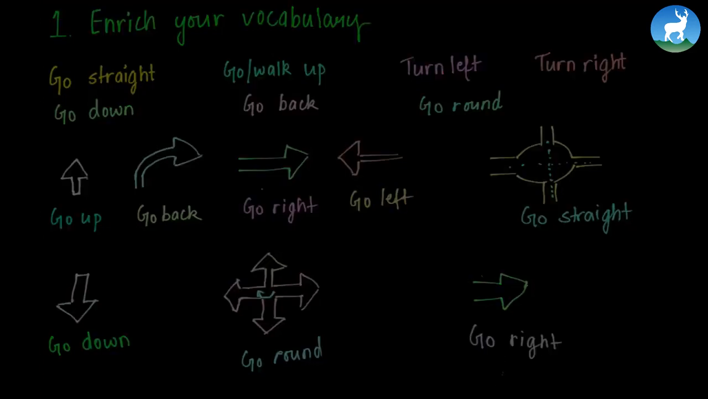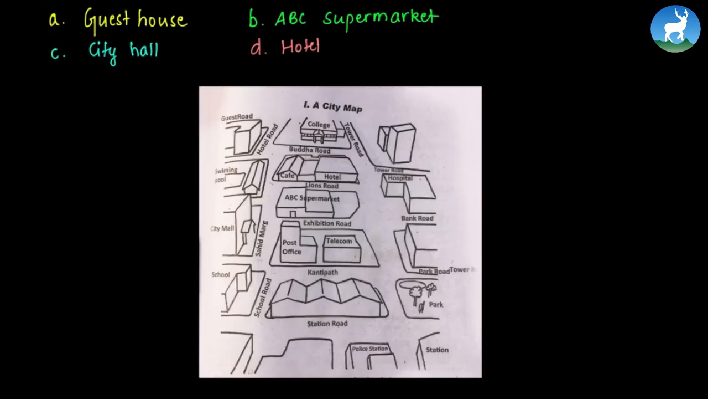Next, we will read a map and then draw a line from the station to the desired destination. This is the map, and we need to find the direction, or draw the line from the station, which is here, to A. Guest house, B. ABC Market, C. City Hall, and D. Hotel.